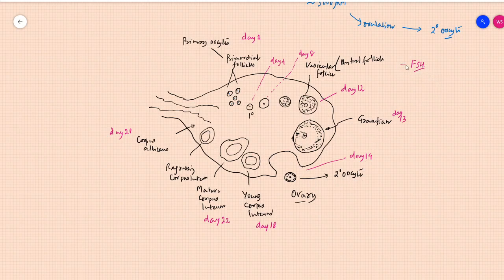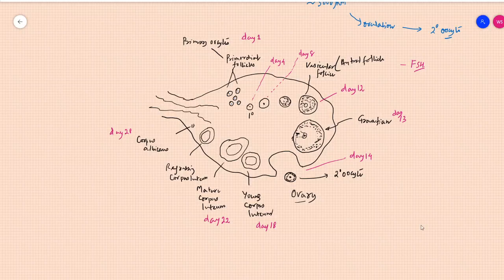So that is the role of FSH. We'll come back to this later, but what's important to know is that at day 14, ovulation happens. Okay. So day 14. So we'll be considering these things. We'll come back to this figure again. So this is just a prelude to what we are going to discuss.